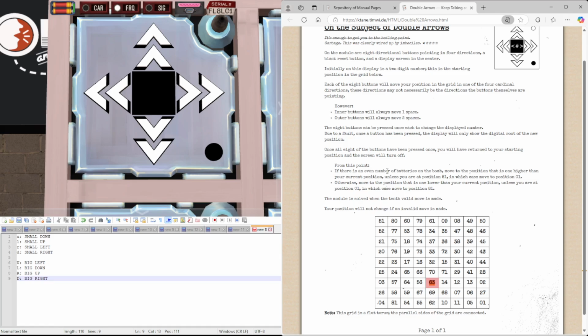It doesn't even know batteries in the bottom, yes. So since we have an even number of batteries, move to a position that is 1 higher than your current position. So those are the places we need to get to.